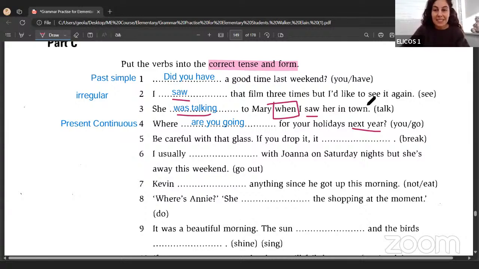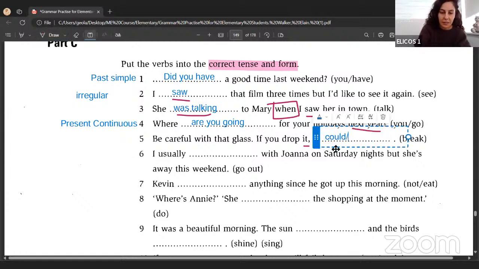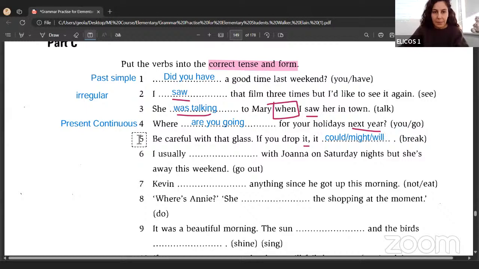Be careful with that glass. If you drop it, it will break. Yeah, it could break. It might break. Any could be right because when you've got if, it's like an imagined situation. It hasn't happened. You remember when we said if it rains, then I won't do something. If condition. If you drop, first condition.